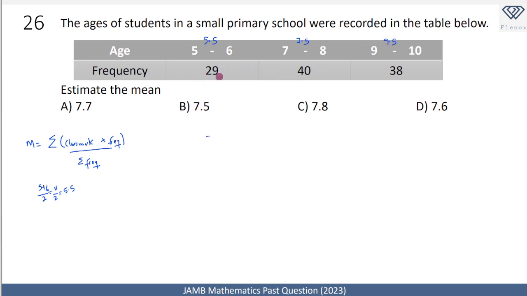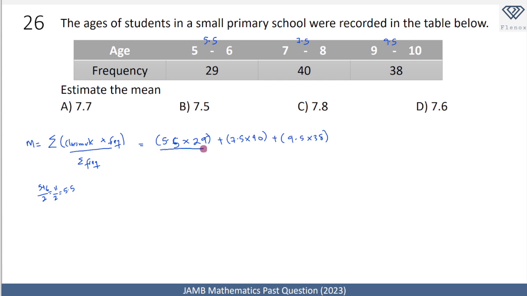So we know what the frequency is. Now again, for the total, we have to find the sum of the product of the class mark and the frequency. So in this case, the first class mark is going to be what? 5.5, and the frequency was what? 29. Then plus the second class mark, 7.5 times 40, and finally the last class mark, 9.5 times 38. Remember, we are multiplying the class mark and the frequency, and we are summing them up.